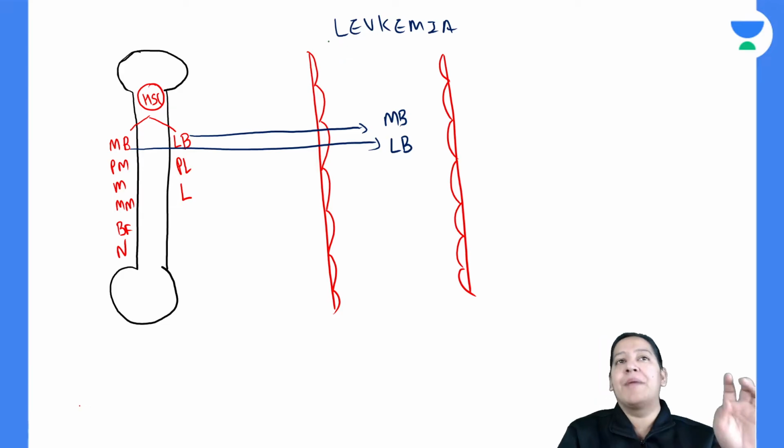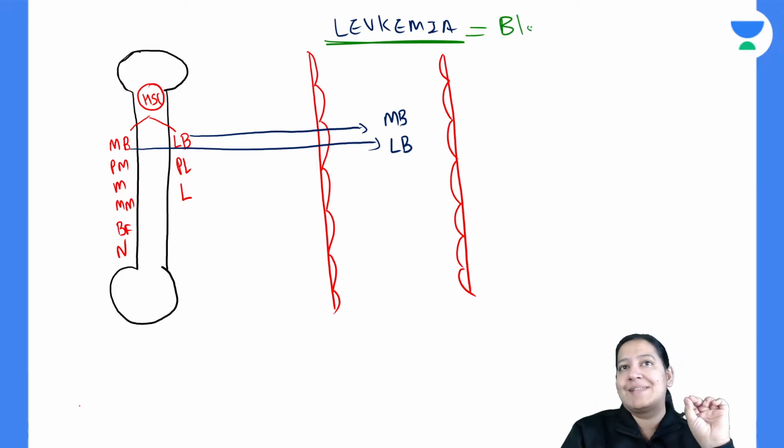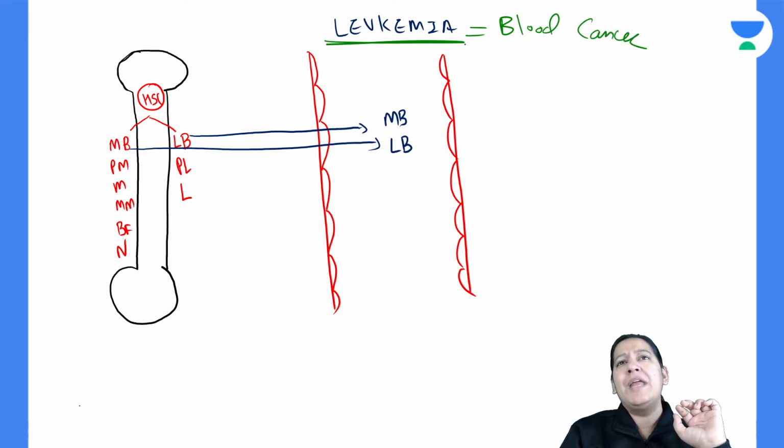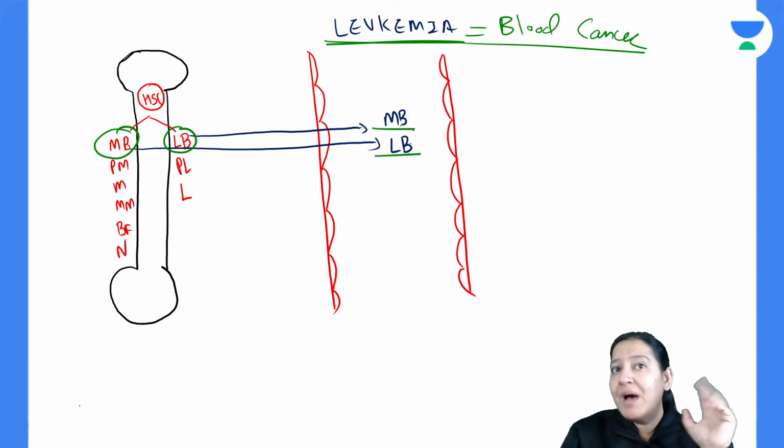What do you mean by leukemia? In layman language, it is simply known as blood cancer. Leukemia is blood cancer. So what do you mean by it? Blood cancer means that blasts are coming in the blood. Myeloblast and lymphoblast are coming in the blood.